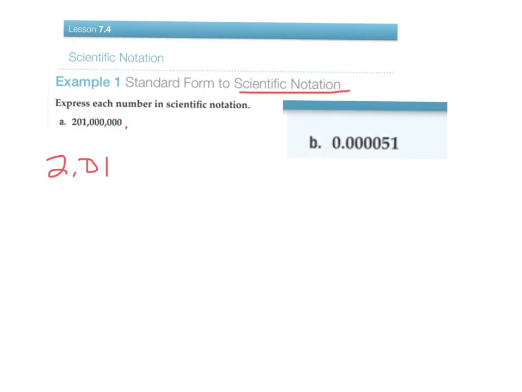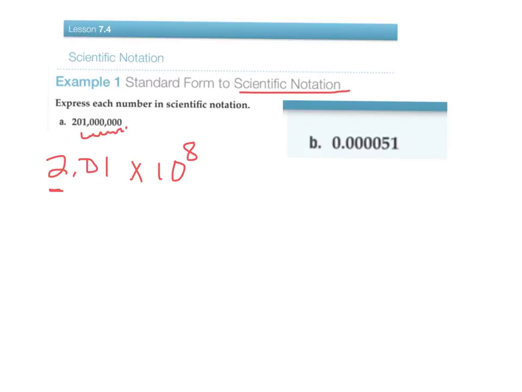And then we count how many places. Well, there's 1, 2, 3, 4, 5, 6, 7, 8. 8 places. So that is what we're going to multiply by the power. Our exponent is going to be, so we'll remove it, so there's just one number to the left of the decimal, and how many times we moved it is our exponent.